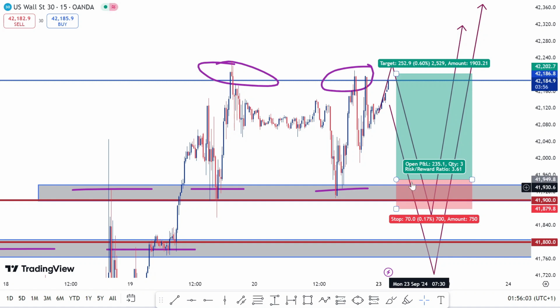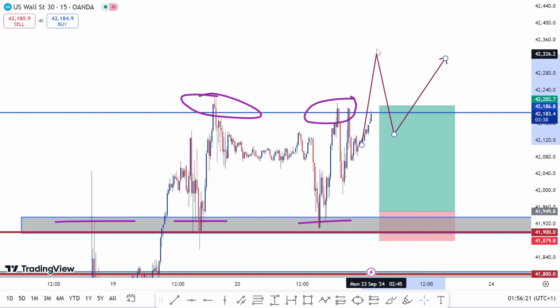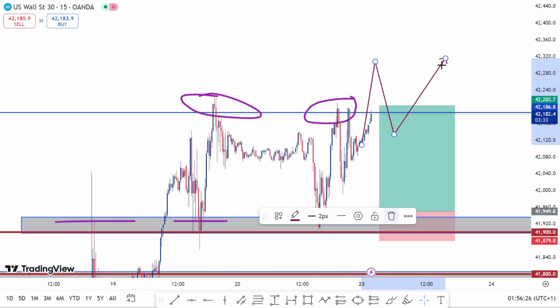But if price does not reject and continues breaking out, this is what we are going to be expecting. We'll be looking out for something like this. If we see a breakout like this and price does not end up rejecting, we'll be waiting for a breakout.